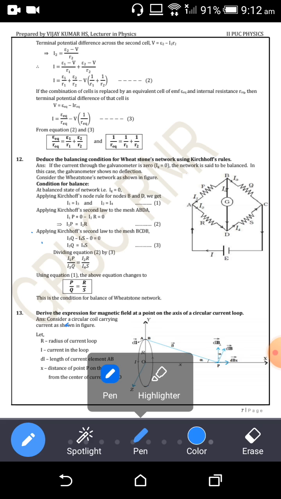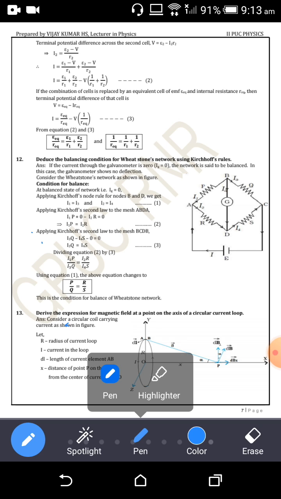Okay, so next is nothing but a mathematical thing. So I is equal to E1 by R1 plus E2 divided by R2 minus V into 1 by R1 plus 1 by R2. So this is equation 2.